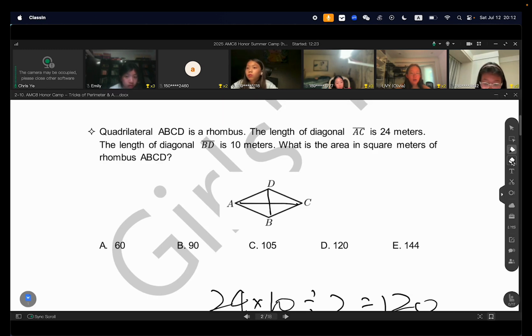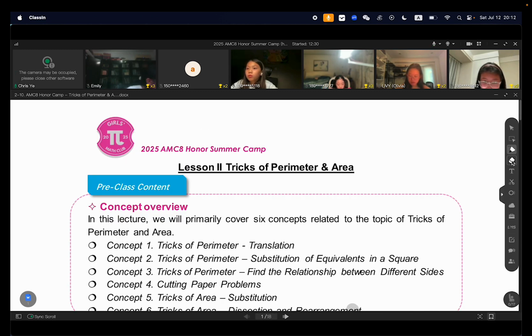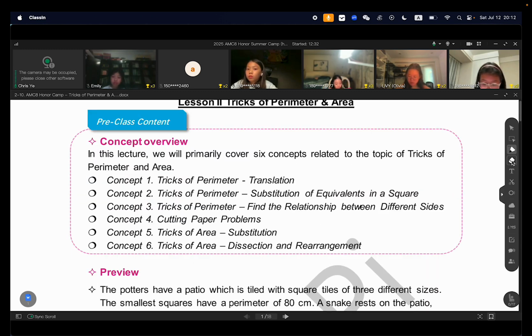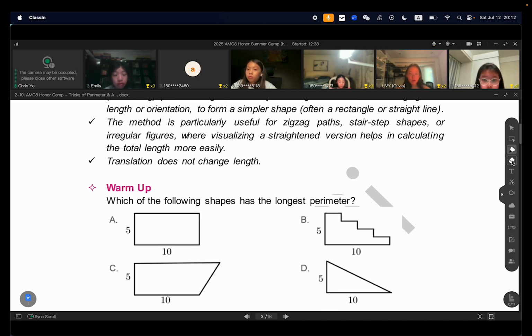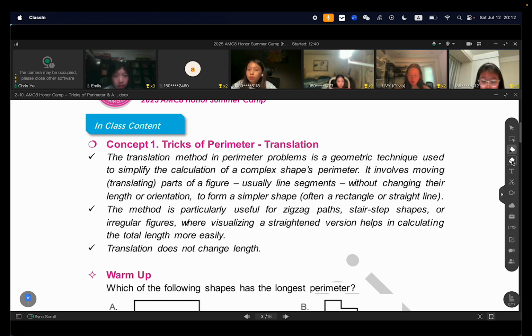Okay, now let's move on to the actual part of our class. There are going to be, I think, 6 concepts, and I'm just going to explain the concept as we go along instead of saying it all before the class. And it's just going to be different types of simple geometry questions. So let's first talk about perimeter.